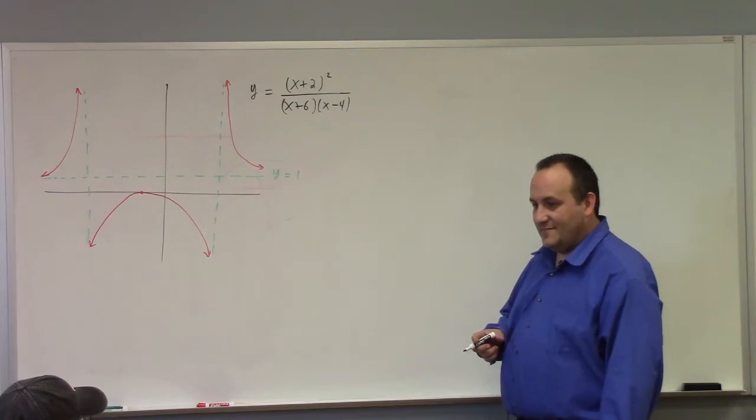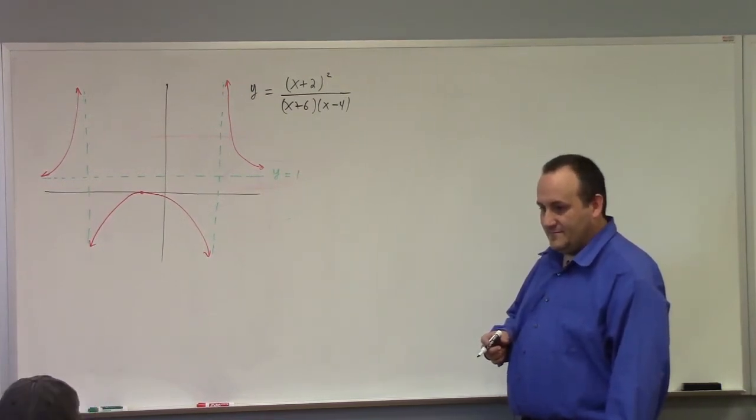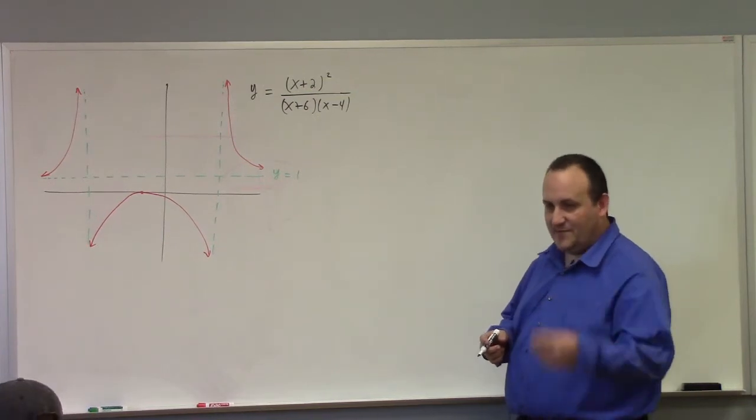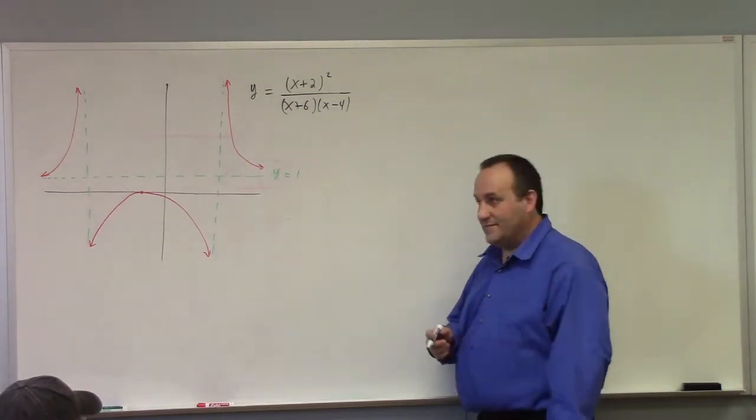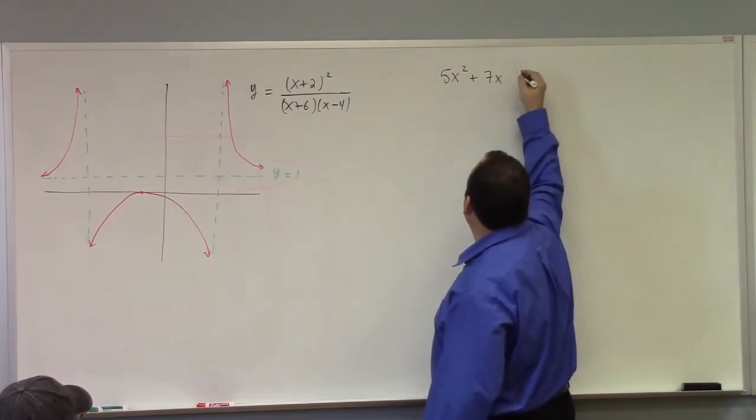I just don't know why you're supposed to do it. I'm just completely confused. We can do it on any quadratic. Any quadratic you can do it. Just make up numbers. Give me any three numbers. 5x squared plus 7x plus 9.